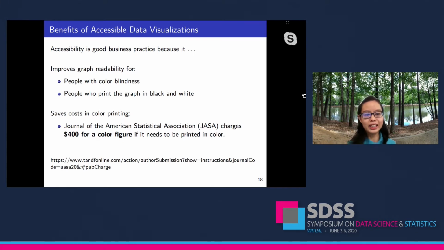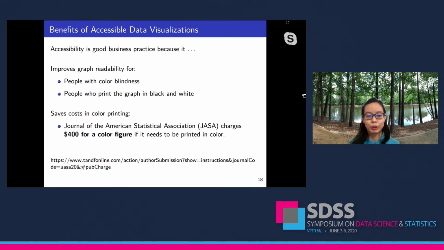And most importantly, it saves costs in color printing. Like the Journal of the American Statistical Association, JASA, charges $400 for a color figure if the graph has to be printed in color. That's a lot of money.